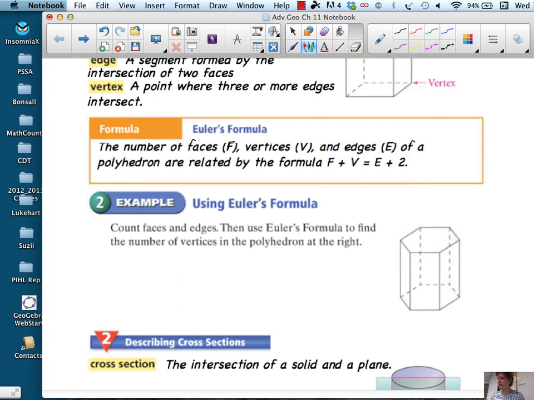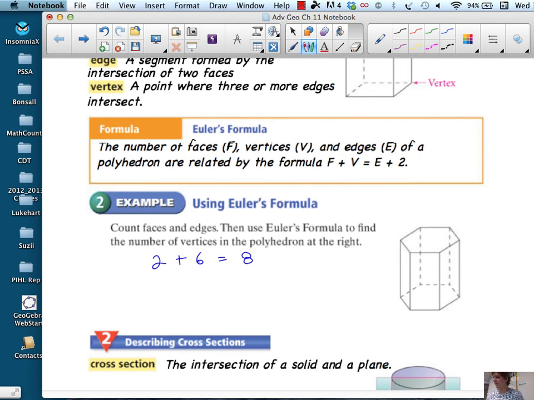So for this one, they want me to count the faces and the edges, and then they want me to use Euler's formula to find the number of vertices, even though I can probably count them if I want to. Okay, so count the number of faces. It is a hexagon. So the number of faces, we're going to have 1 for the top, 1 for the bottom, so that gives me 2. And then each side is also going to have its own face, so that'll give me 6. So I get 8 faces.